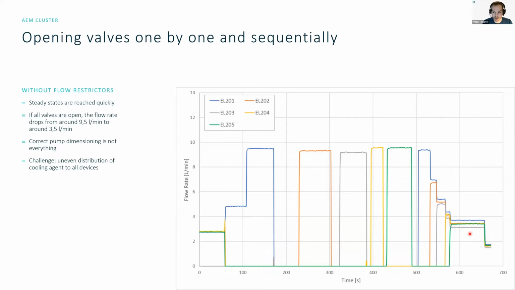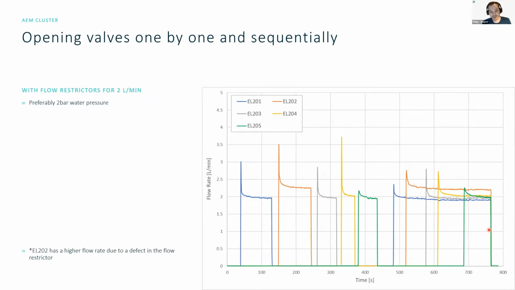And this actually is showing again what we saw in the slides before, that if you have electrolyzers which are positioned in the bottom of the cabinet, like the blue one here, you will have higher flow rates than for the gray one, which is positioned in the top of the cabinet. So the challenge is to find a solution for how this uneven distribution of the cooling agent is solved, and every electrolyzer receives the proper amount of cooling agent to be properly cooled.